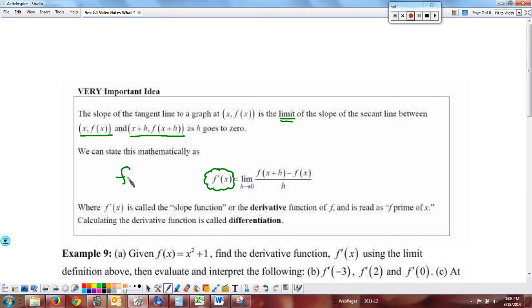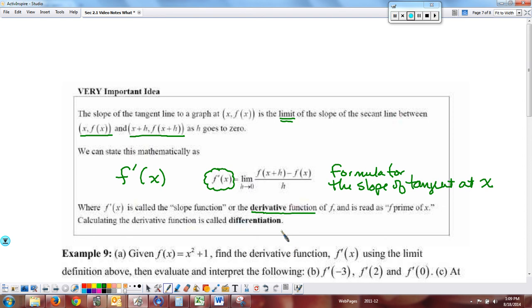This notation, f prime of x, is actually a function now. It will give me a formula for the slope of the tangent line at some value x. Typically we call it the slope function. It's also known as the derivative function, also known as the differential. So this process of calculating the derivative function is what we call differentiation.